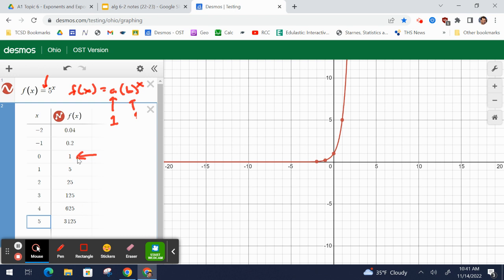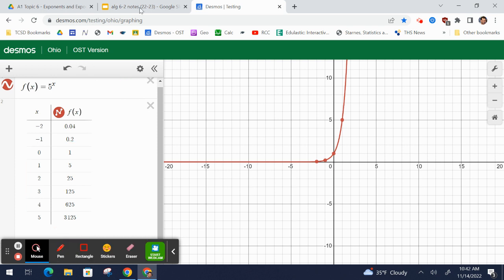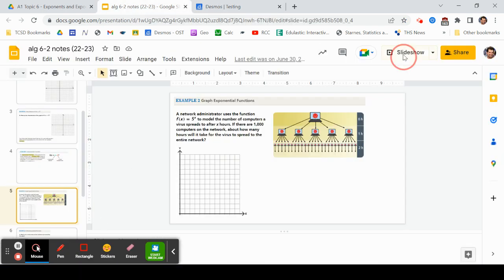All right, so what I'm going to do is I want to plot these on our graph. So I'm going to take these numbers right here and put them on our graph. Okay, so let's go back to our other problem. Okay, so here's our graph here.